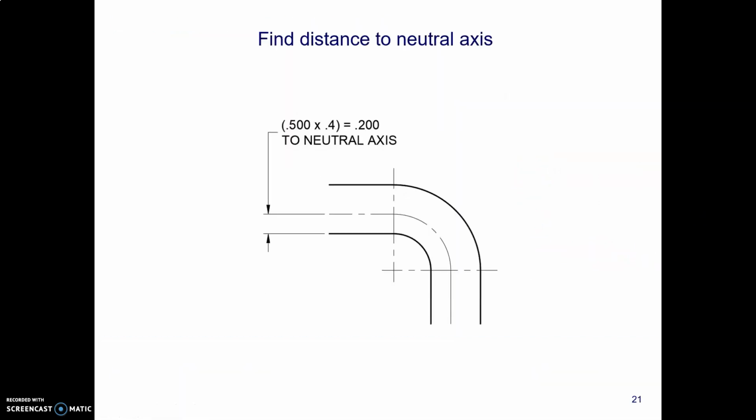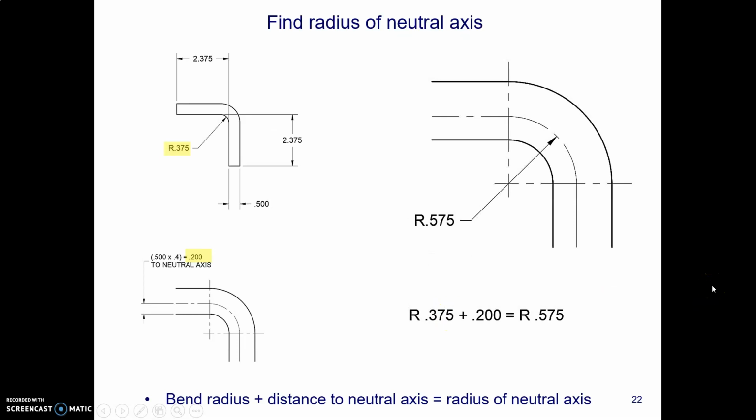Our first step is to figure out how far it is to the neutral axis. If this is 1/2-inch material, then 1/2 inch times 0.4 of the thickness gives us 200 thousandths. It is 200 thousandths from the inside of the bend to the location of that neutral axis. Now let's figure out what the radius of this curved neutral axis is.